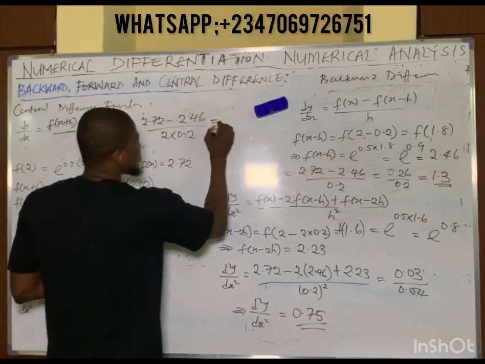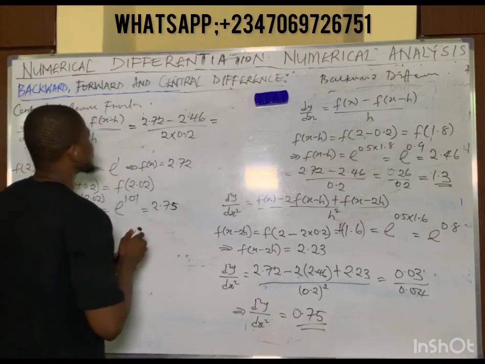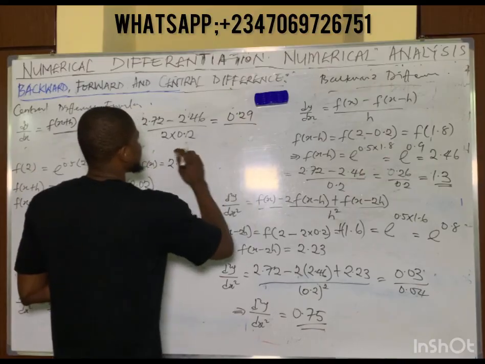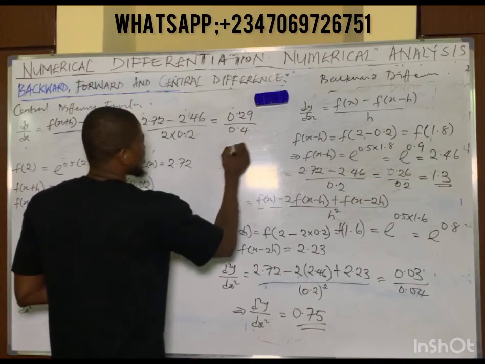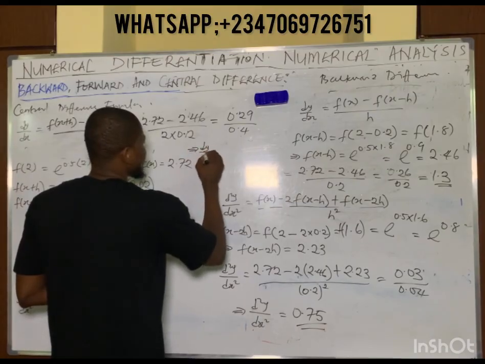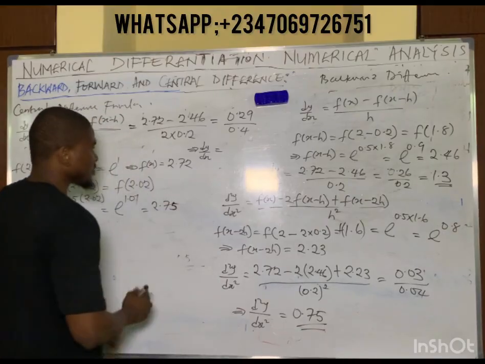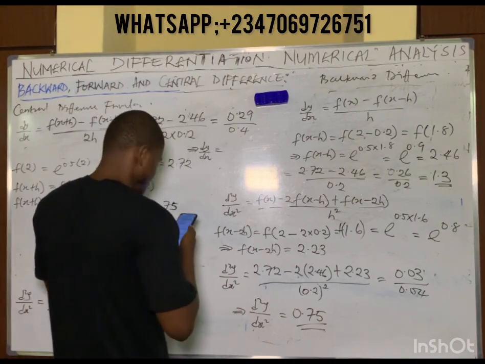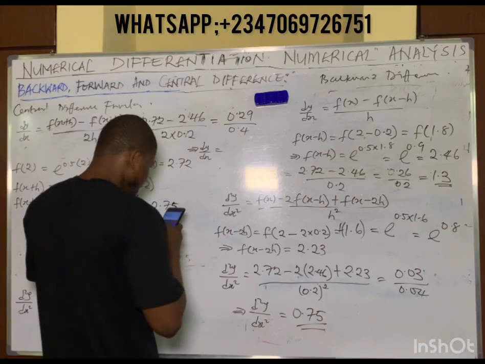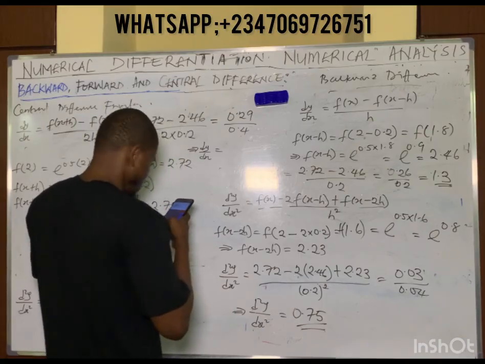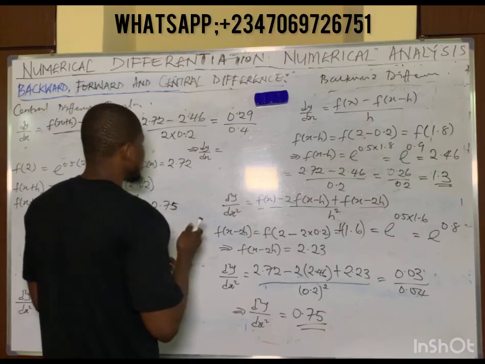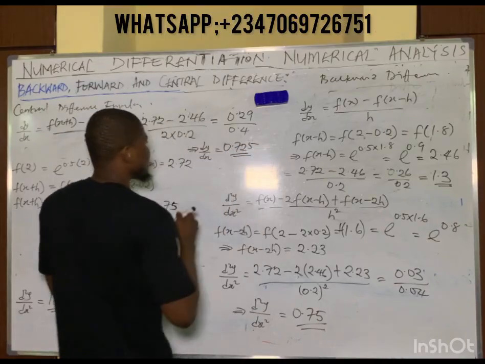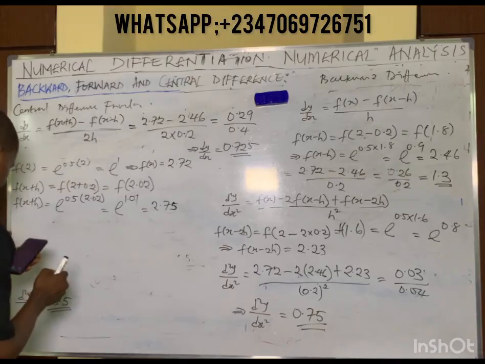So this is going to be equal to 2.72 minus 2.46, which simply gives us 0.29, divided by 2 times 0.2, which is 0.4. So let's find our ratio. 0.29 divided by 0.4 gives us 0.725 approximately. So this becomes the first derivative approximation using the central difference method.